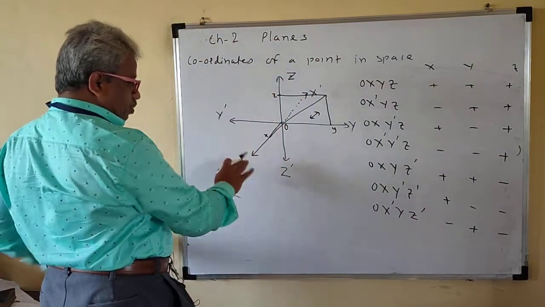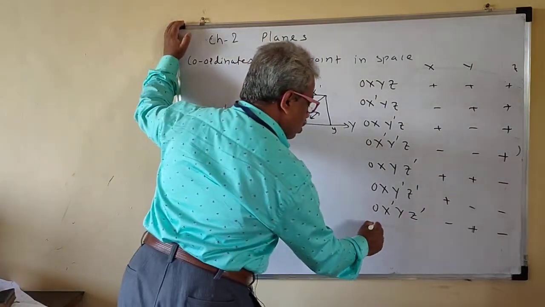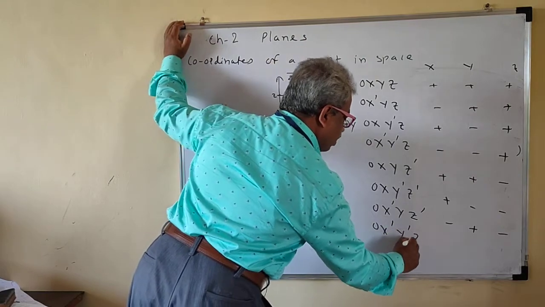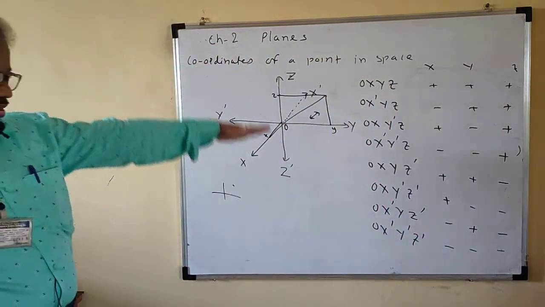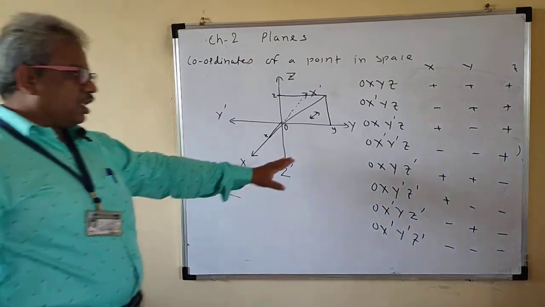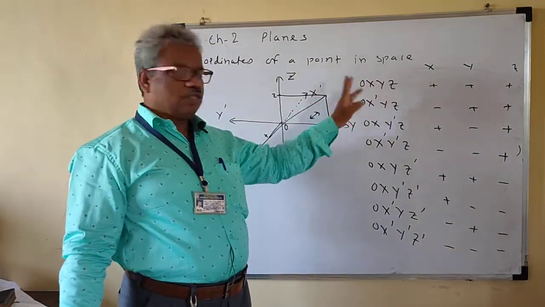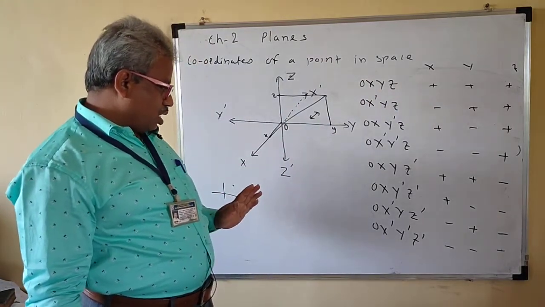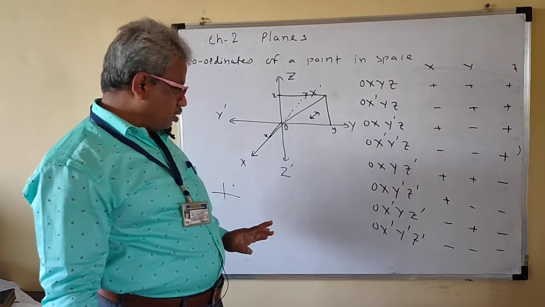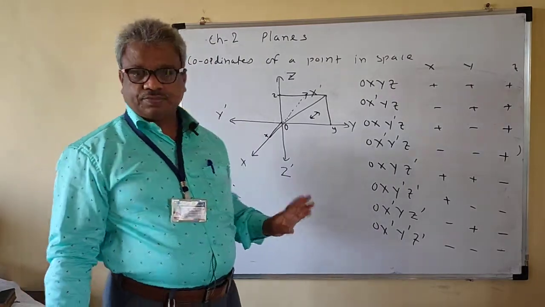And opposite of this to this, okay, so this is O, X prime, Y prime, Z prime, minus, minus, minus. Okay, so these are 8 octants. There is no specific name for the octants. This is first octant, second octant. These are the 8 octants. Okay, so note this.